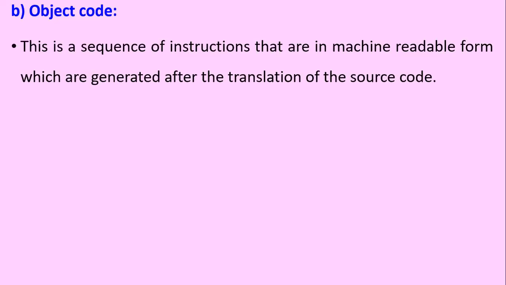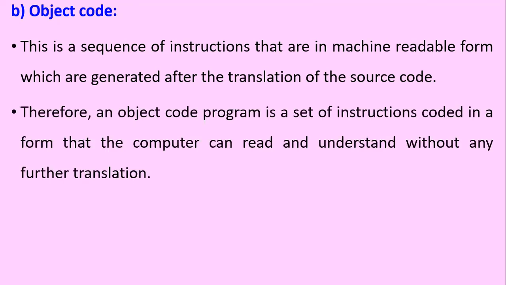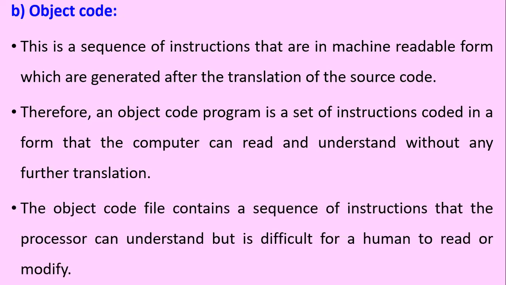What about object code? This is a sequence of instructions that are in machine-readable form, which are generated after the translation of the source code. Therefore, an object code program is a set of instructions that are coded in a form that the computer can read and understand directly without any further translation. The object code file contains a sequence of instructions that the processor can understand, but is difficult for a human to read or modify.